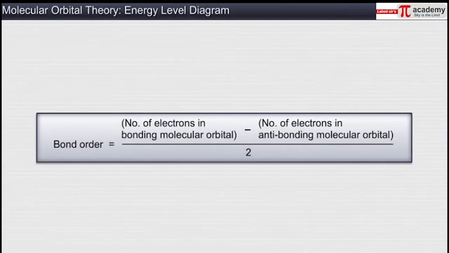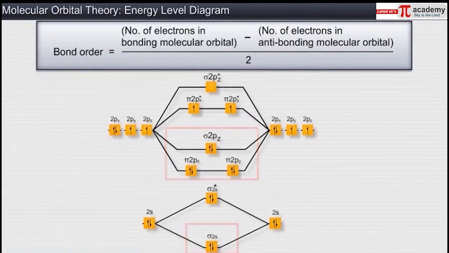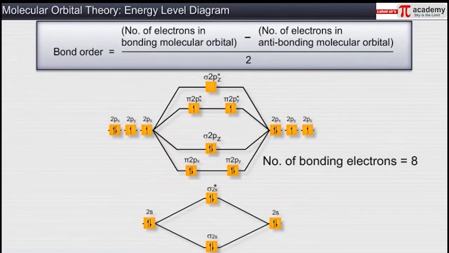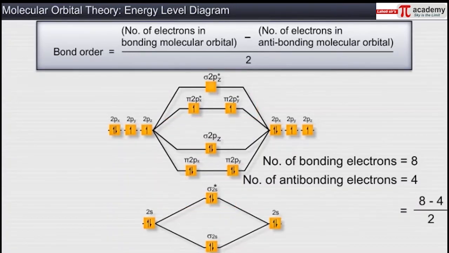Thus, we can calculate the bond order in an oxygen molecule using the formula: bond order is equal to the number of electrons in the bonding molecular orbitals minus the number of electrons in the antibonding molecular orbitals, divided by 2. Now, in oxygen, the number of electrons in the bonding orbitals is 8, and the number of electrons in the antibonding orbitals is 4. So, adding these values to the equation, we get the bond order as 2.